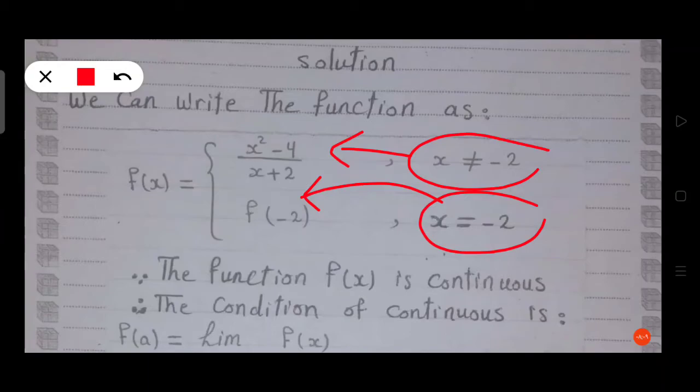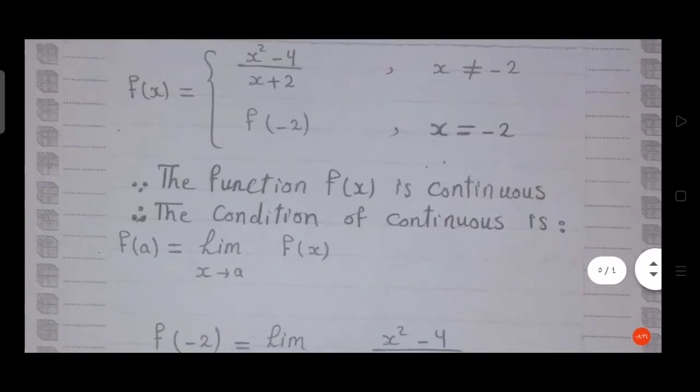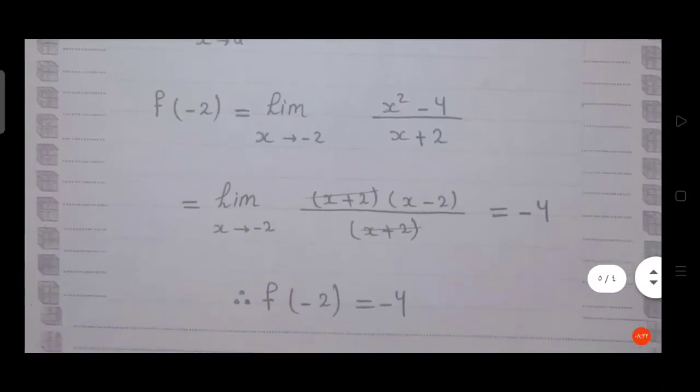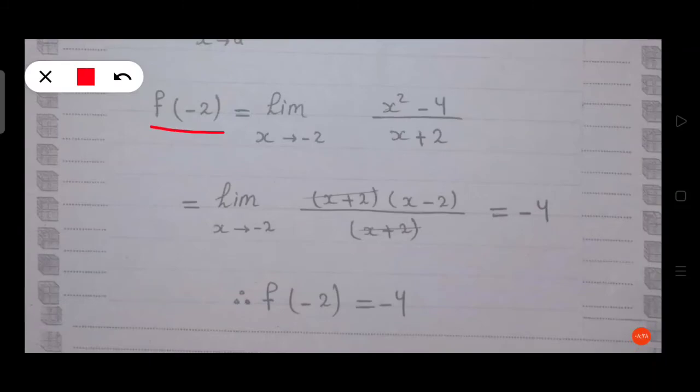So from the given, the function f of x is continuous, so the third condition is satisfied. We use the third condition, given by f of a equal the limit as x tends to a of f of x. So we can write it in the form f of negative 2 equal the limit as x tends to negative 2 of the function x squared minus 4 over x plus 2. We're searching for the zero factor. Zero factor here is x plus 2.